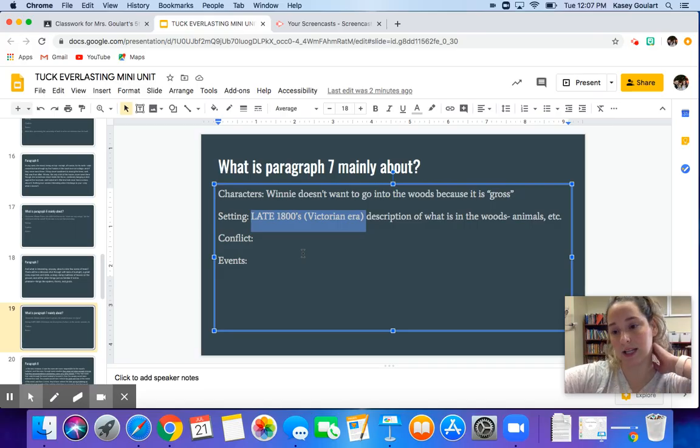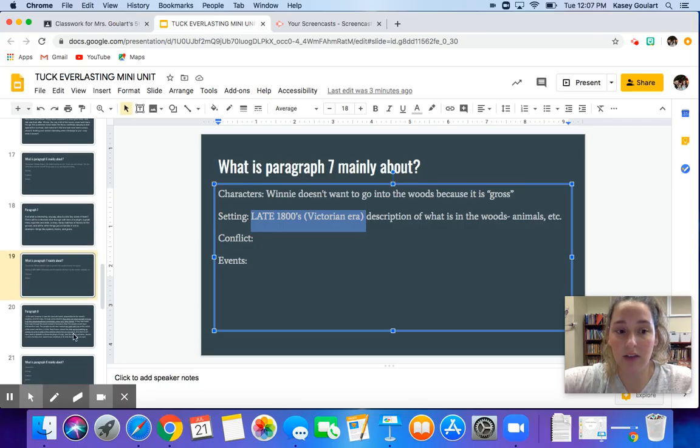Not that she really thinks that stuff is gross, but because the way she was brought up in the late 1800s makes little girls usually like that. Do I really need anything for a main idea? No, because I've already included everything in these two areas right here.